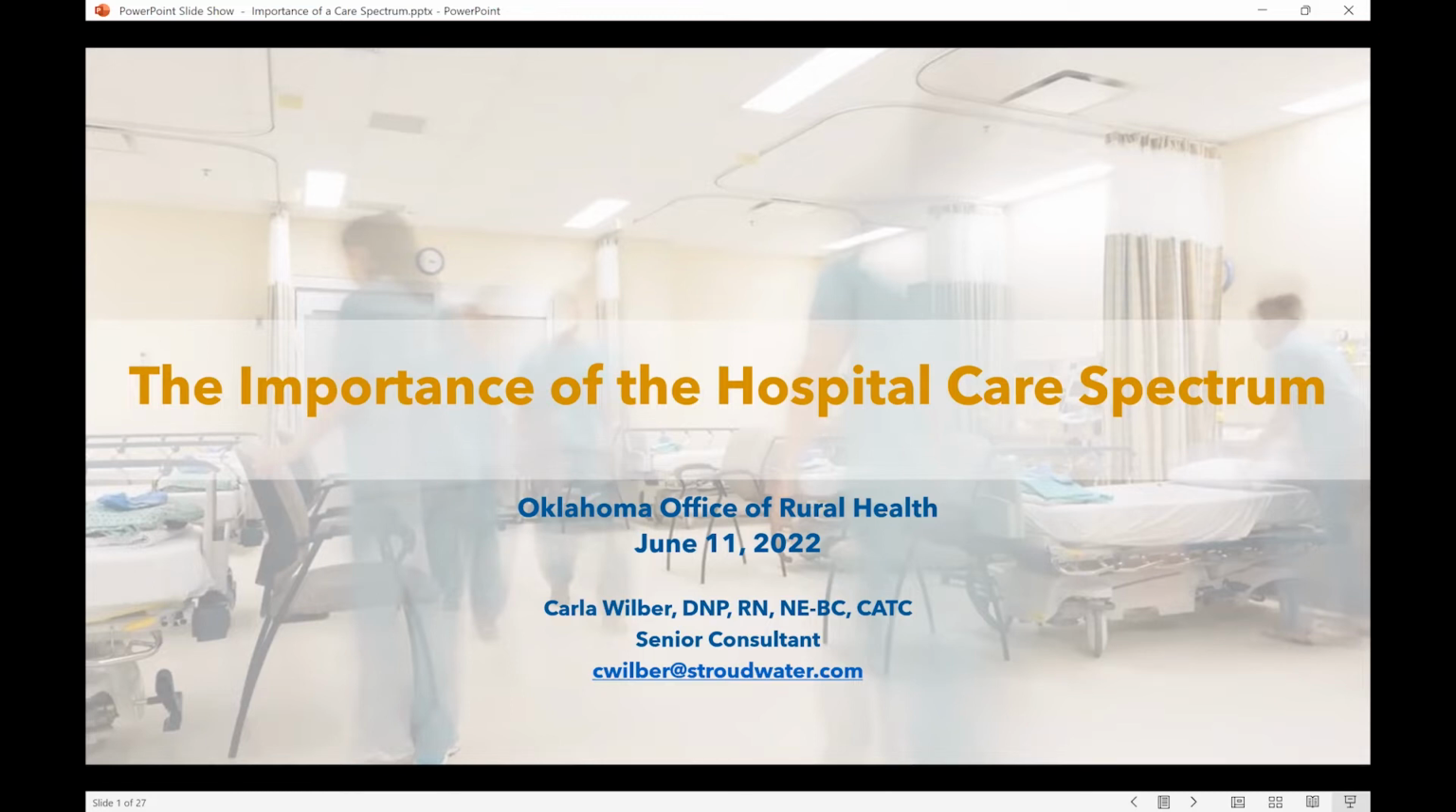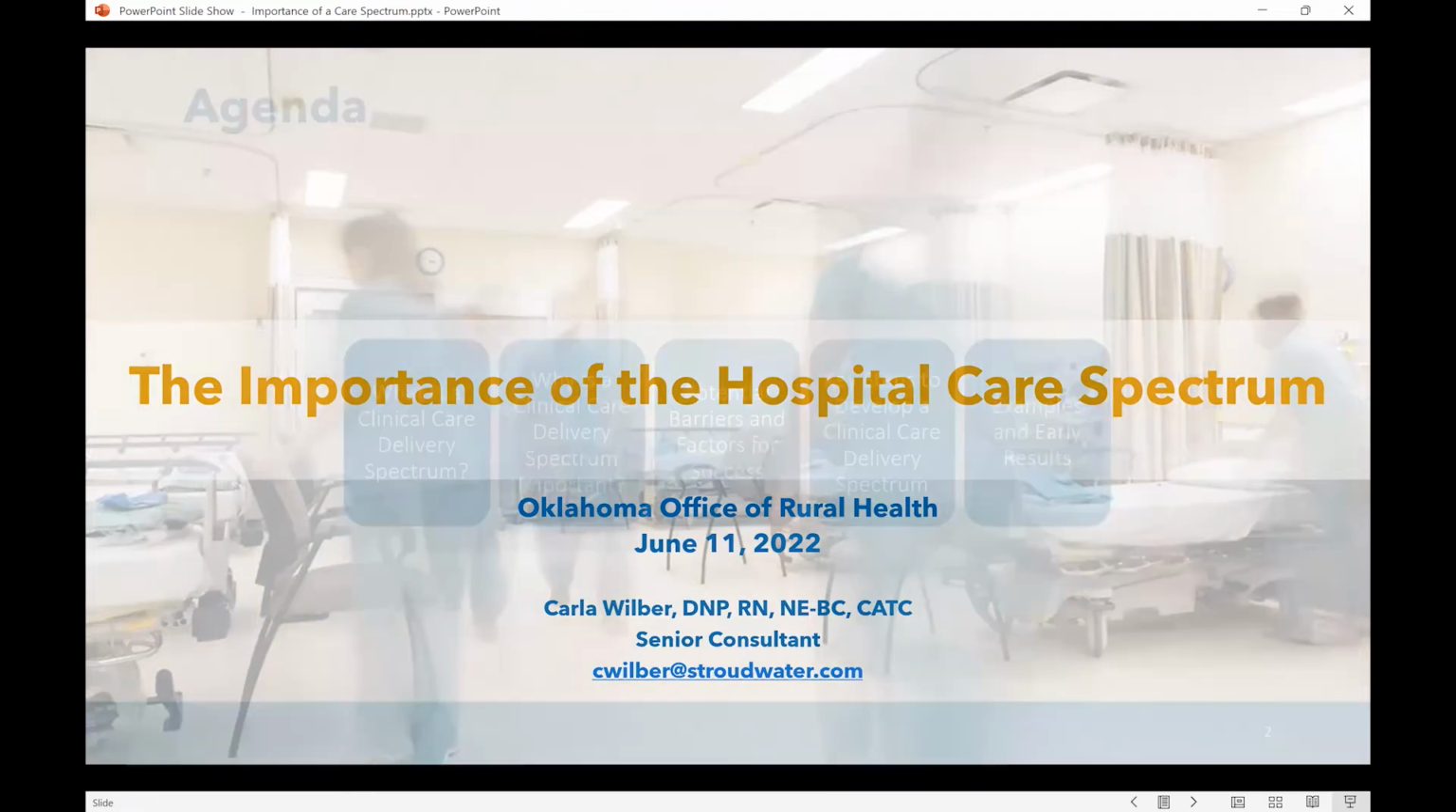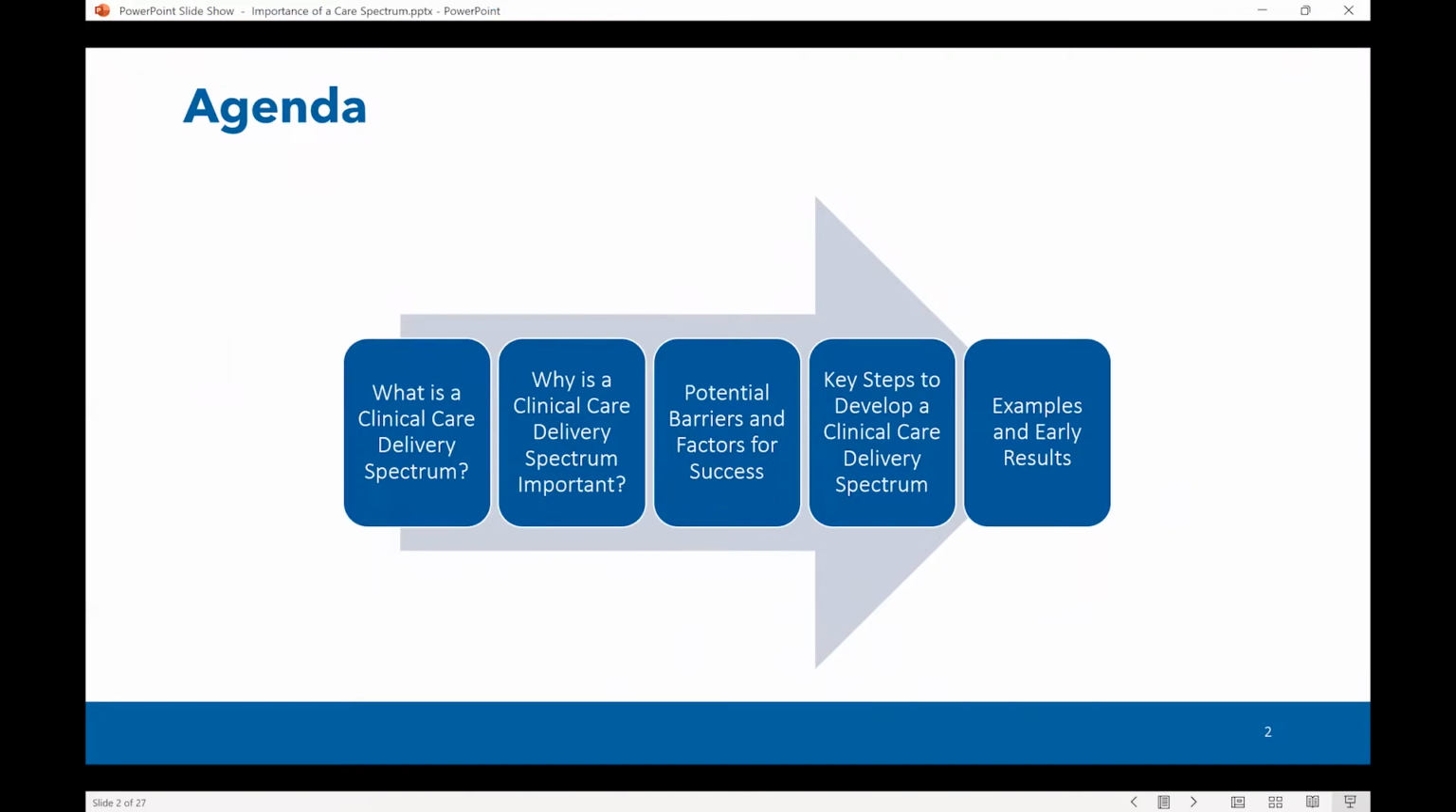Thank you so much. I'm very happy to be with you today to talk a little bit about the care spectrum. So what we'll go over is what a clinical care delivery spectrum is, which we call a care spectrum for short, why it's important to you, some potential barriers and factors of success, and then the key steps in developing a care spectrum, and give you some examples and early results. We've done this work with a number of hospitals now throughout the country, and have seen some things that have really been very beneficial for this process.